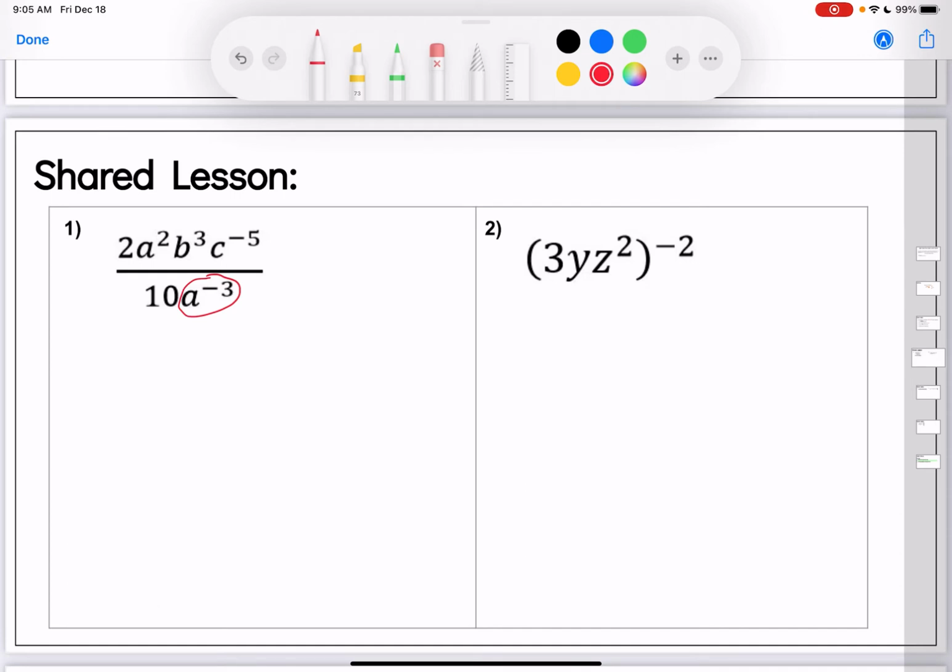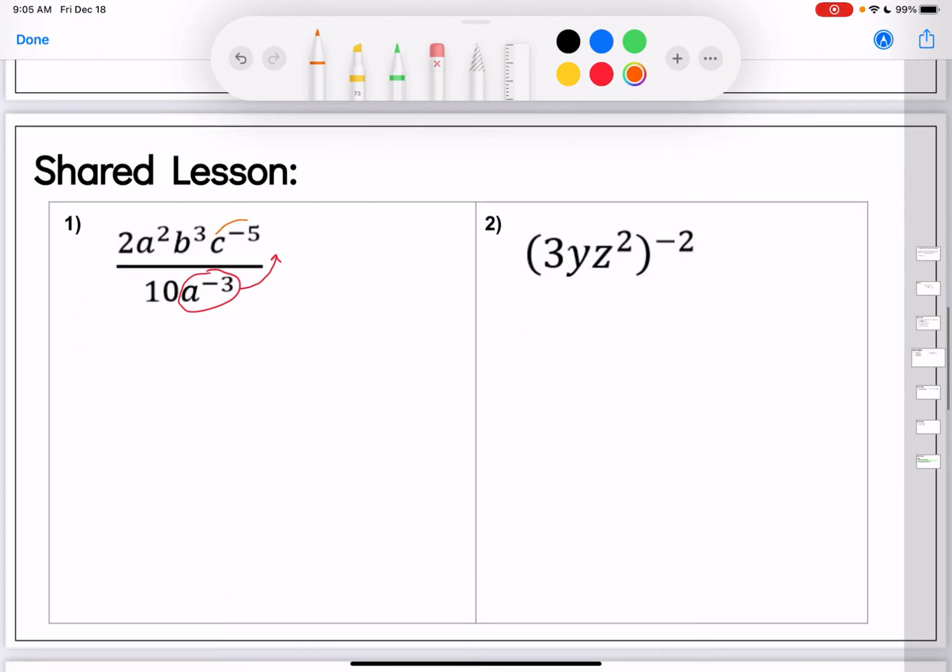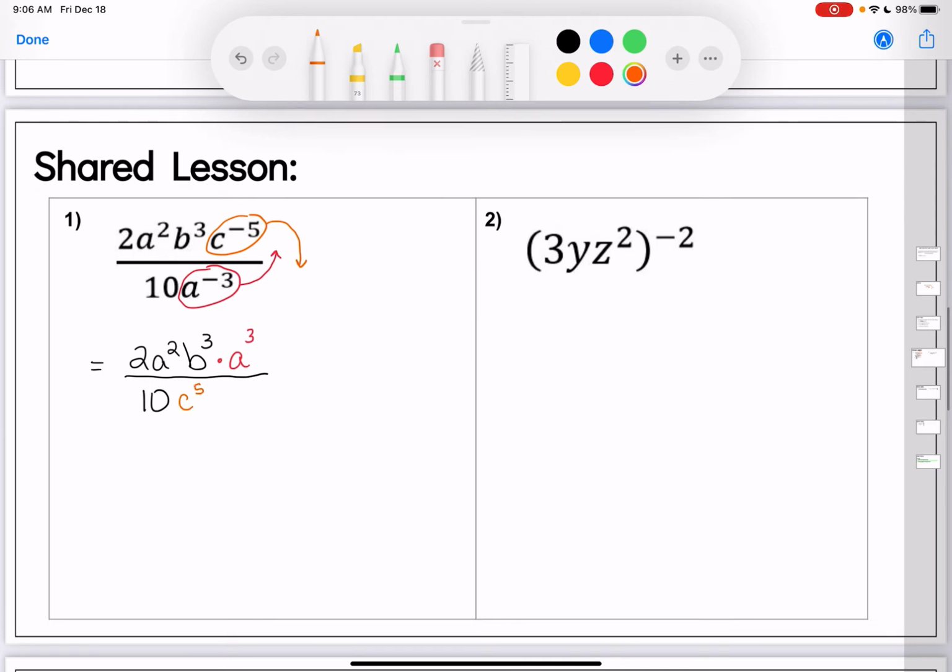So I see that I have an a to the negative third on the bottom. That needs to move up to the top. And I see that I have a c to the negative fifth up at the top, and I'm going to move it down to the bottom. For right now, I'm just going to leave everything else where it is. So I'll have 2a squared b to the third staying put on the top because there's no negative exponents on those. And I'll have a 10 staying put down at the bottom. There's not a negative exponent on that one either. The a to the third is going to move up to the top. And notice my exponent will become positive once I move it. And my c to the fifth is going to move down to the bottom, and my exponent will become positive down there.